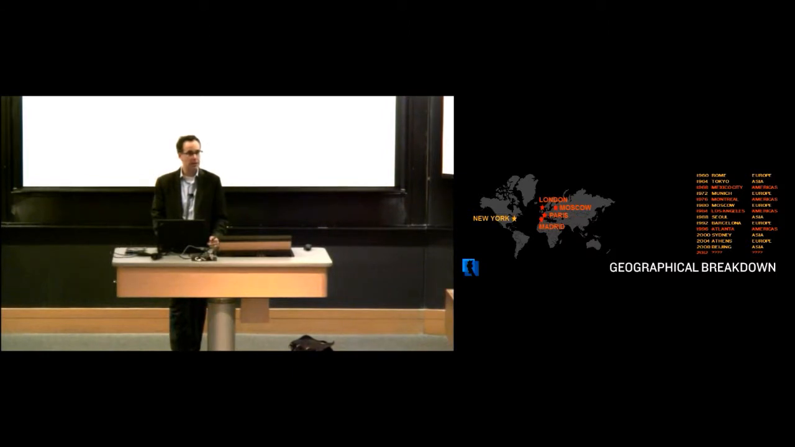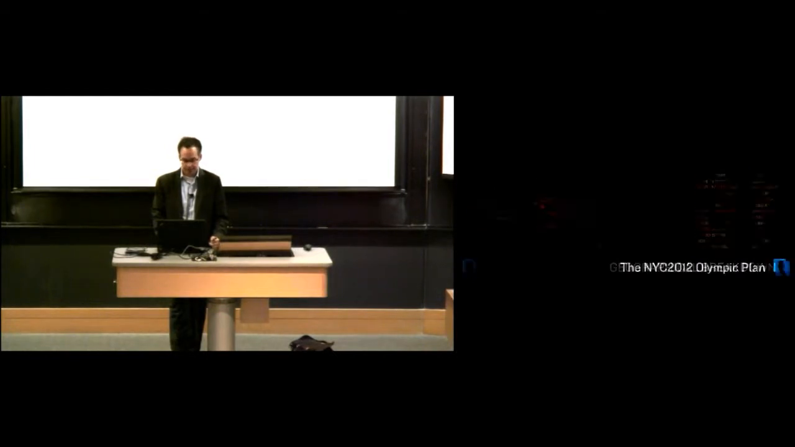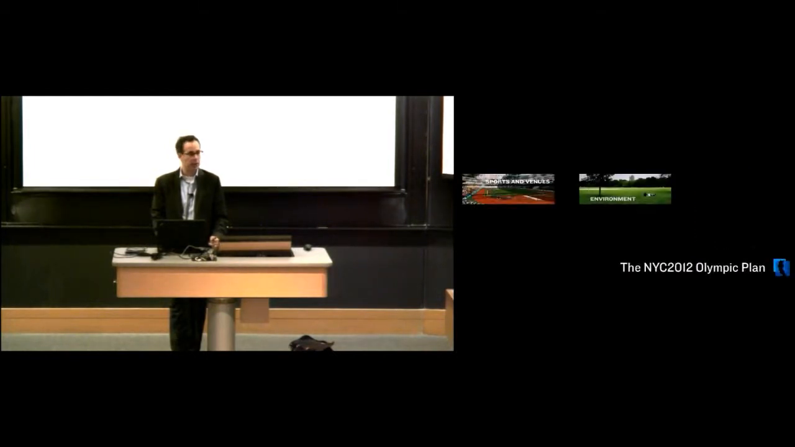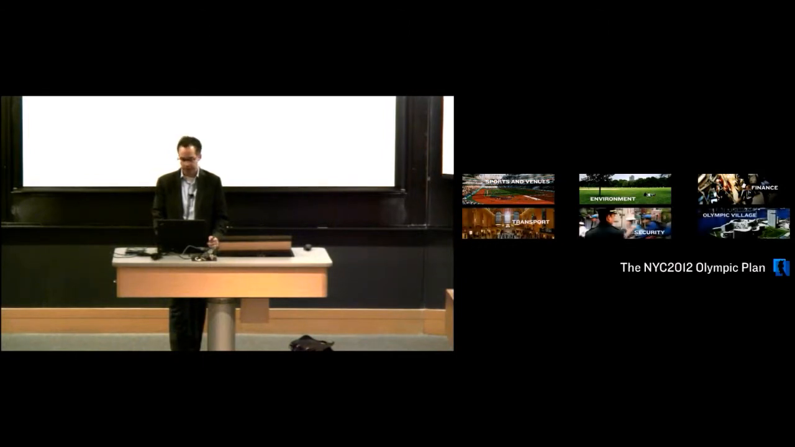They'll be in South America and Rio for the first time. FIFA has gone to Russia and Qatar. So these kind of events are now all over the world, but we thought perhaps that there was a chance it would come back to North America. So some of the key elements in an Olympic plan and what we were doing in New York were the sports and venues, the environment, finance, transportation, security, and the Olympic Village was something very important.